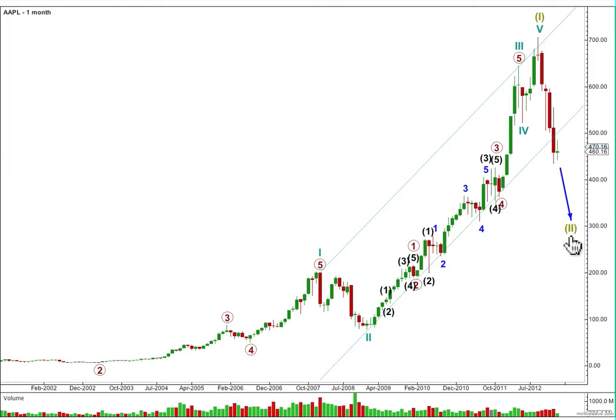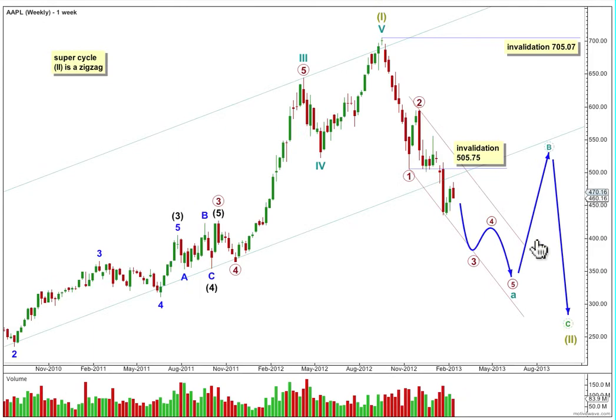So I'm labelling this new downwards trend super cycle wave 2. I have two wave counts looking at this downwards movement differently. Let's have a look at my first wave count on the weekly chart level. Here's the high of super cycle wave 1. And here's the downwards movement, and here's the really clear trend channel breach.